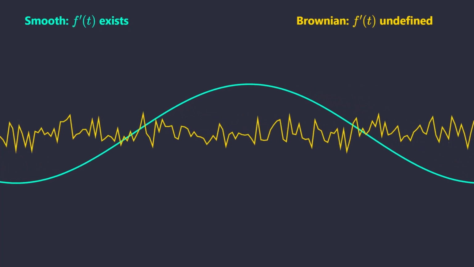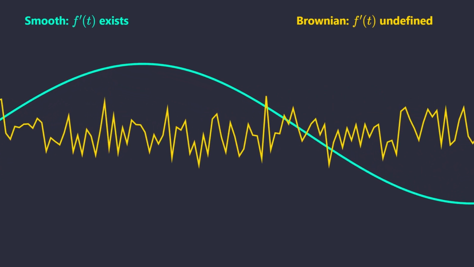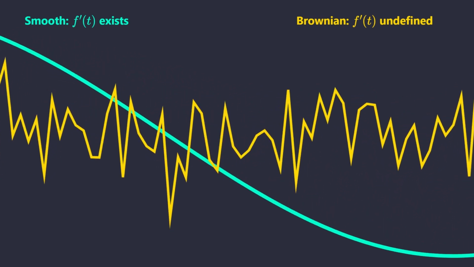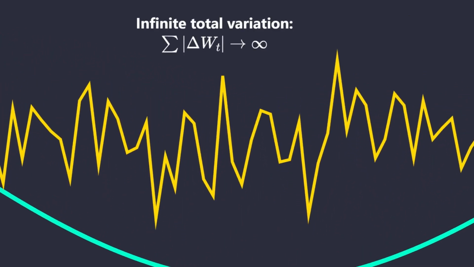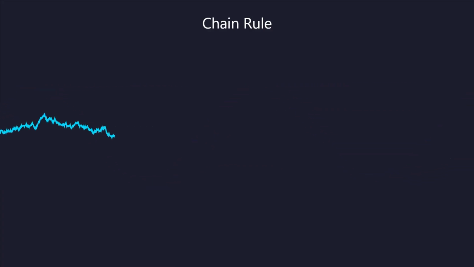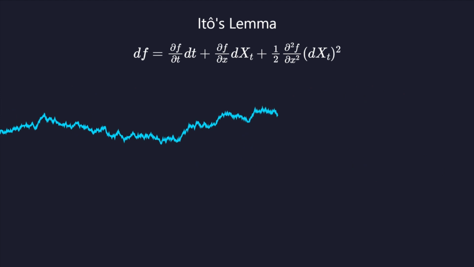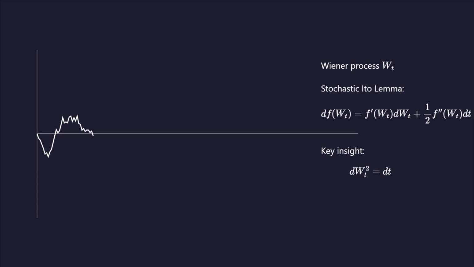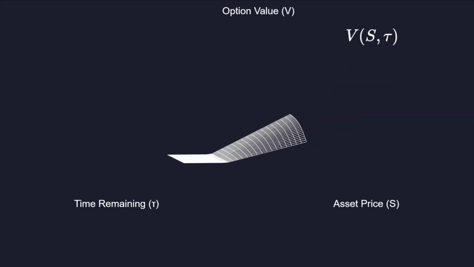Standard calculus fails for Brownian motion because the paths are nowhere differentiable and possess infinite total variation over any finite time interval. Ito's lemma is the stochastic counterpart to the chain rule, providing the differential of a function of a stochastic process. In stochastic calculus, the square of the change in the Wiener process is equal to the change in time, making second-order terms non-negligible.